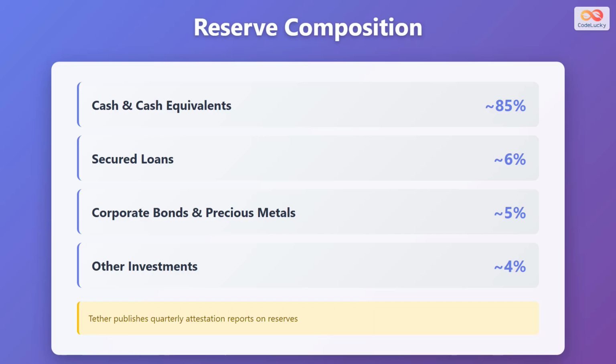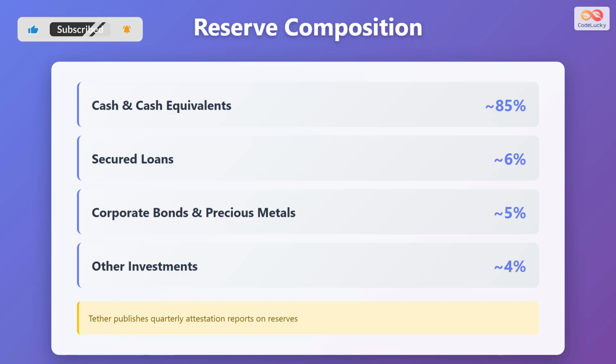Tether backs its USDT tokens with a portfolio of reserves. According to their reports, approximately 85% of reserves consist of cash and cash equivalents, which includes items like treasury bills and money market funds. About 6% is in secured loans, where borrowers provide collateral. Around 5% is held in corporate bonds and precious metals like gold. The remaining 4% consists of other investments.